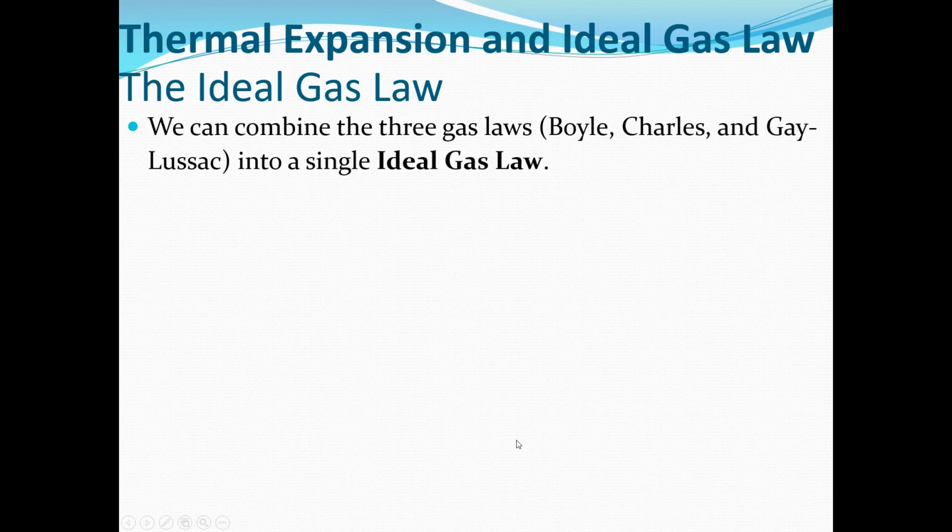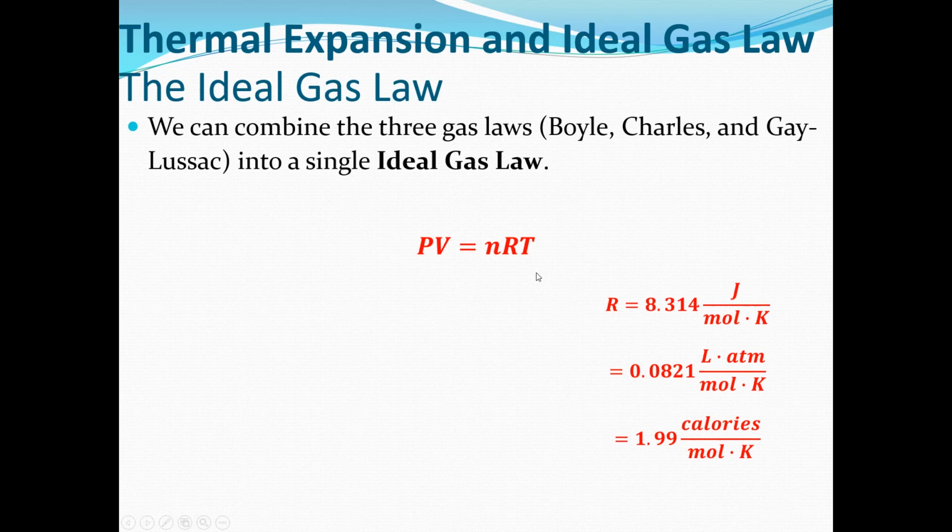Now, when you combine the three gas laws, you get the ideal gas law, which is PV equals nRT. P is pressure, V is volume, n stands for the number of moles, R is what's called the gas constant, and T is the temperature in Kelvin. The R term has different values depending on what units you use. Typically, I would like you to put pressure always in pascals, volume always in meters cubed, and temperature always in Kelvin. When you do this, you'll be using 8.314 joules per mole Kelvin for R.